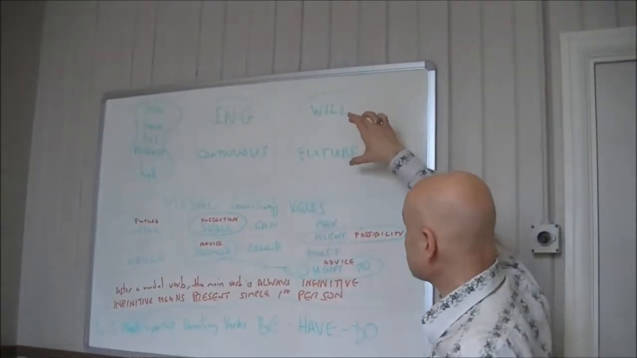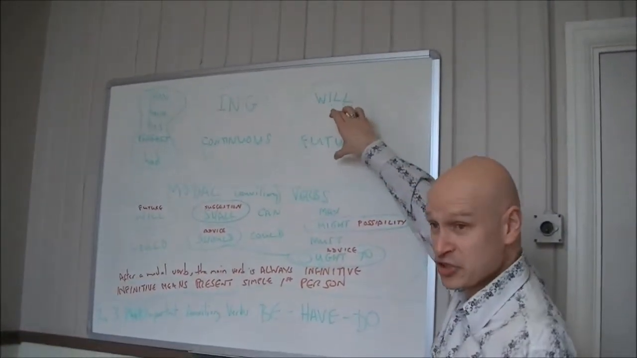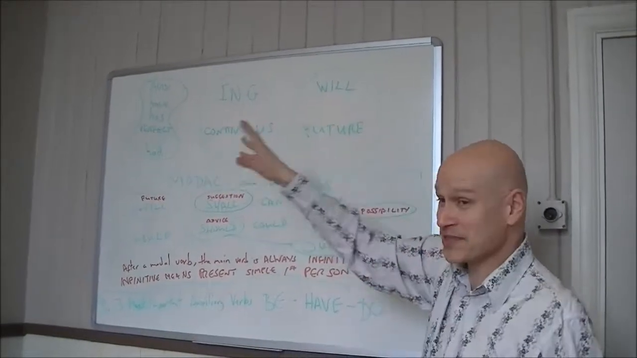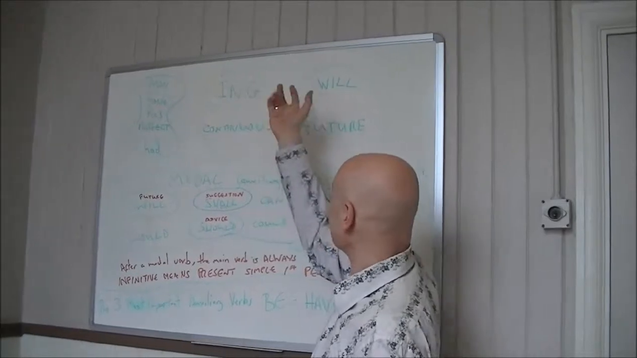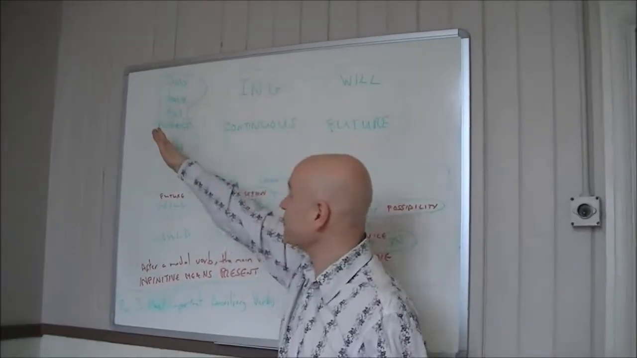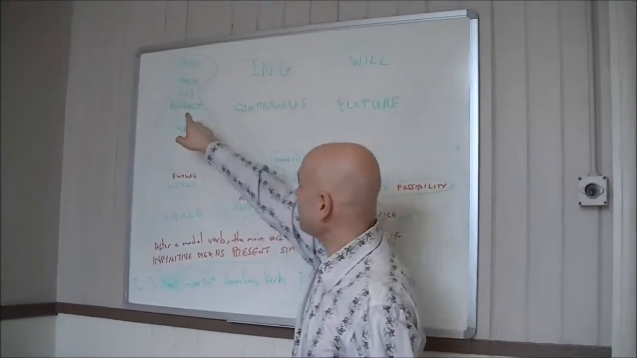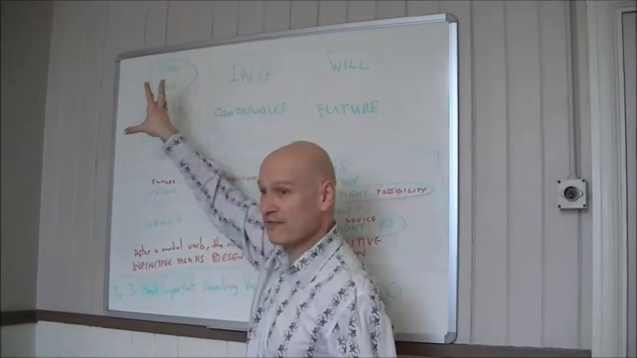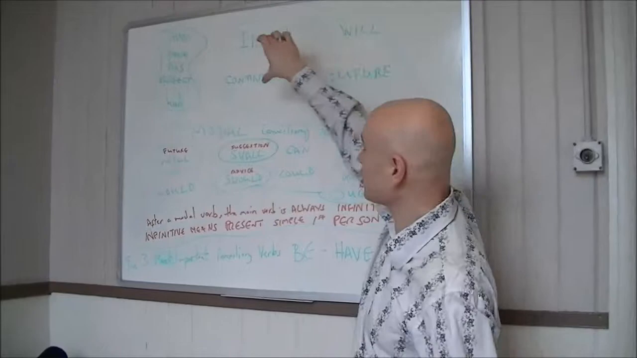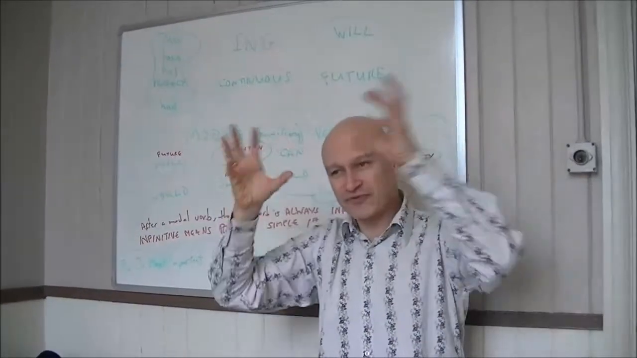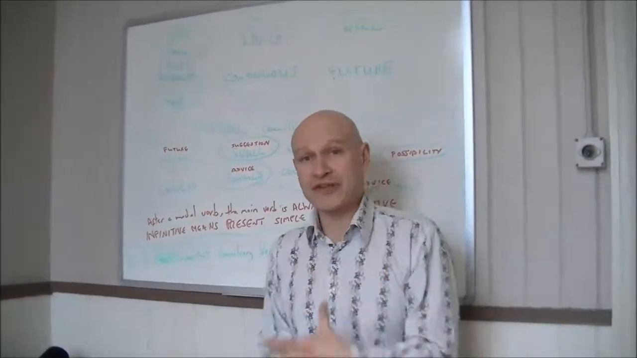And if you see will, you know it's something to do with the future. So if you put them together, if you see will and an auxiliary verb and ing, you know it's something like future perfect continuous. If you see this with this, you know it's a perfect continuous. Okay? If you see this and this, well, it's a future continuous. So it's ways of just playing with what the tense could be.